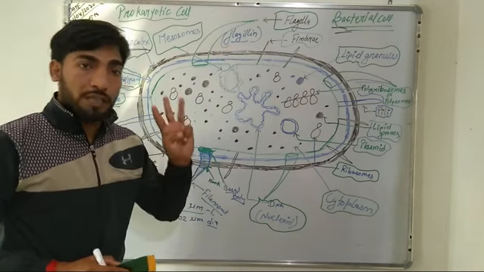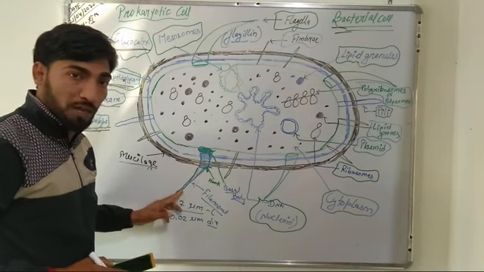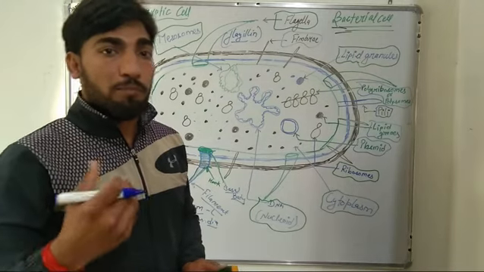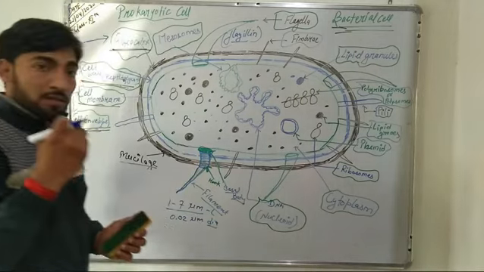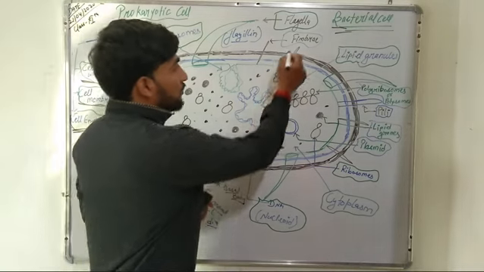They consist of three parts, that is the basal body, the hook part and the filament, and they help in movement or locomotion of the bacterial cell. The second modification of cell envelope includes the fimbriae.